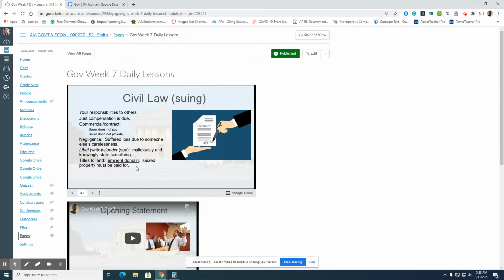Also, titles to land. The government does have the ability to claim eminent domain and seize property that must be paid for, so you can sue them and take them to court if you don't agree with the amount. And then also family matters, events involving, for instance, children, child custody, alimony, divorce, those kinds of things.